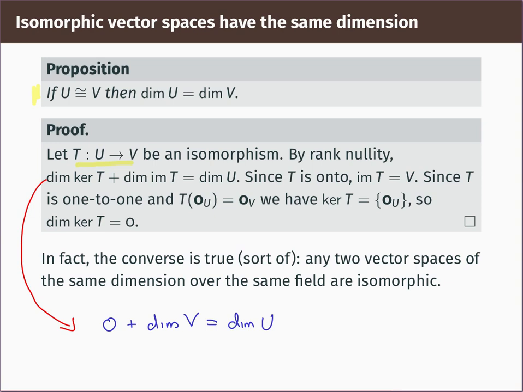Now, in fact, the converse is true as long as you restrict to talking about vector spaces over the same field. So any two vector spaces of the same dimension over the same field are isomorphic. That's what I mean by "sort of." You have to have this extra qualification that you need vector spaces over the same field. Remember that we only define linear maps between vector spaces over the same field, so there can't possibly be an isomorphism between two vector spaces over different fields.